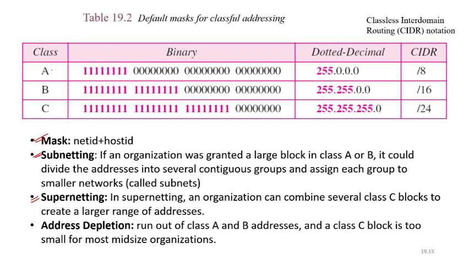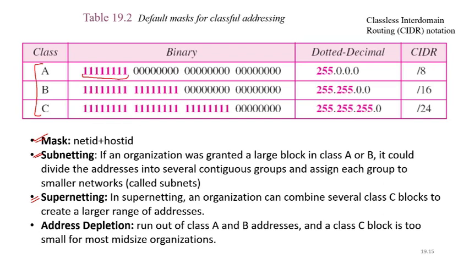So basically classes A, B, C are available for public use. Otherwise, D and E are not used for the public. So for the A, B, C classes only, the masks are defined. Masks, in the sense, will have a net ID and a host ID. This colored part is called the net ID. Whatever the number of ones there are, 8 ones, this colored part will be the net ID and the remaining zeros will be the host ID.